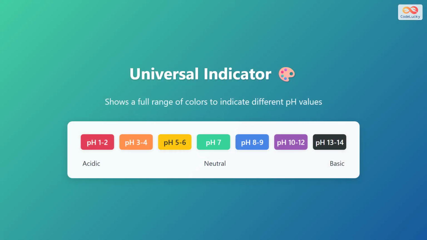Universal indicator is more sophisticated than litmus paper because it shows a full range of colors to indicate different pH values. At pH 1 to 2, it appears red. At pH 3 to 4, it turns orange. At pH 5 to 6, it becomes yellow. At pH 7, which is neutral, it shows green. At pH 8 to 9, it turns blue. At pH 10 to 12, it appears purple. And at pH 13 to 14, it becomes dark purple or violet. This rainbow of colors allows us to estimate the exact pH value of a solution.